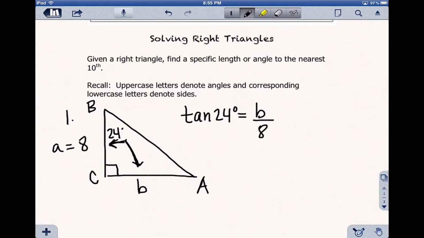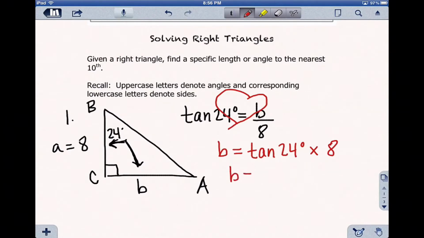Okay. Notice now we have a proportion. We can go ahead and cross multiply. So you're going to take b times 1, which is b, and then you will multiply the tangent of 24 degrees times 8. There's your heart, in case you've forgotten how much you love math. So we take the tangent of 24 degrees times 8. This will be on your calculator. If you take the tangent of 24 times 8 and round to the nearest tenth, you should have an answer of 3.6.